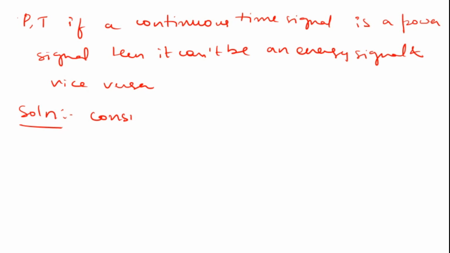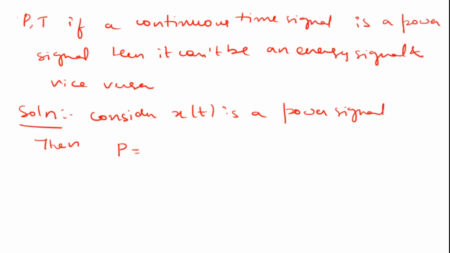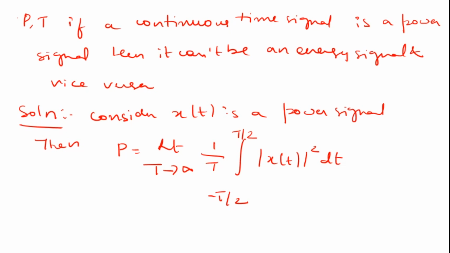Consider x of t is a power signal, then power P is given by limit t tends to infinity 1 by T into integration of minus T by 2 to T by 2 mod of x of t whole square into dt is equal to k, where k is a finite number.